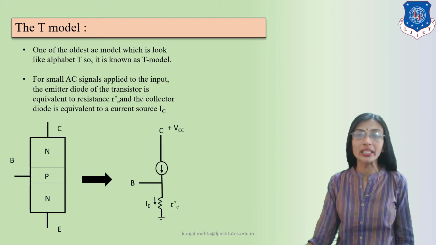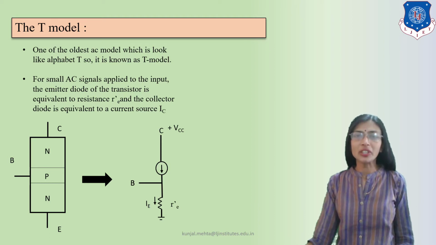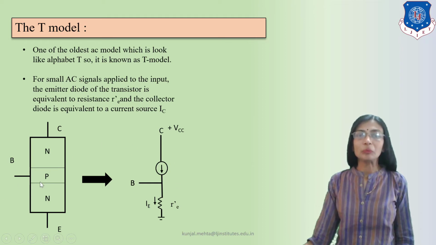What is the output current? That is IC. After analysis, we can also say that IC equals IE. This is the current source with one arrow. This is the symbol of a current source. So this is the general introduction of the T model, and it is the equivalent circuit of an NPN BJT circuit.